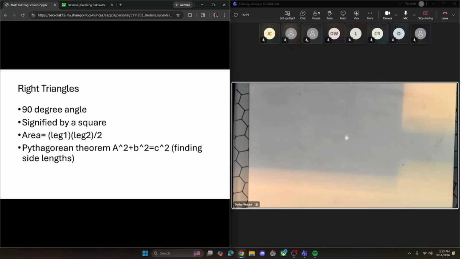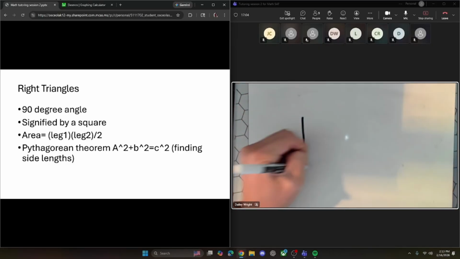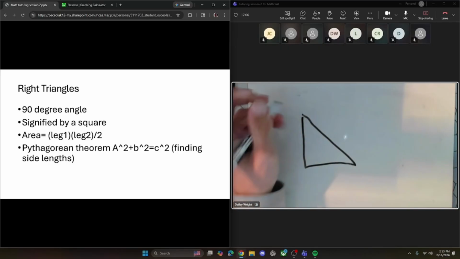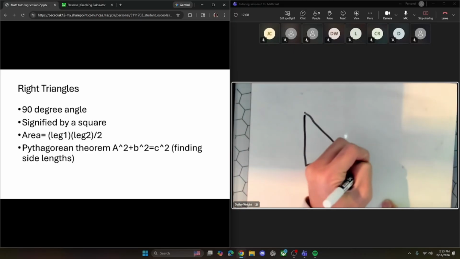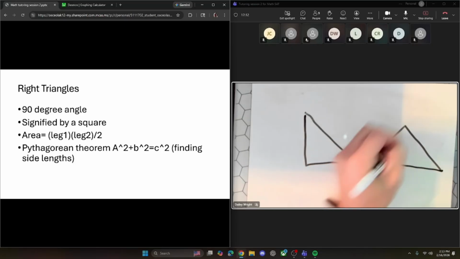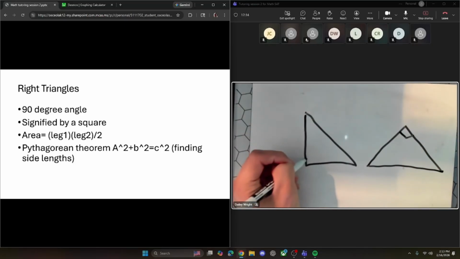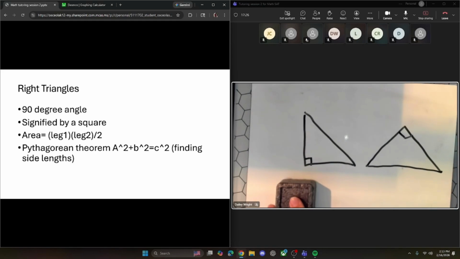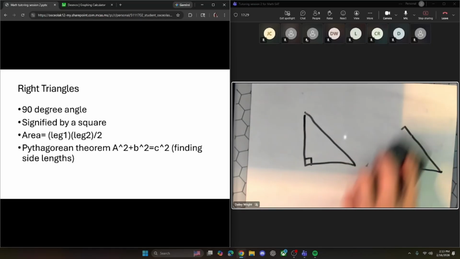Right triangles are triangles that have a 90-degree angle. The SAT will usually draw them like this. They will sometimes draw them like this, where your right angle would be your top angle. But they're always going to signify it with a square. Sometimes they might state it's a right triangle in the question and not have the square, but when there's a right triangle, draw your triangle out and draw a little square for your right angle.